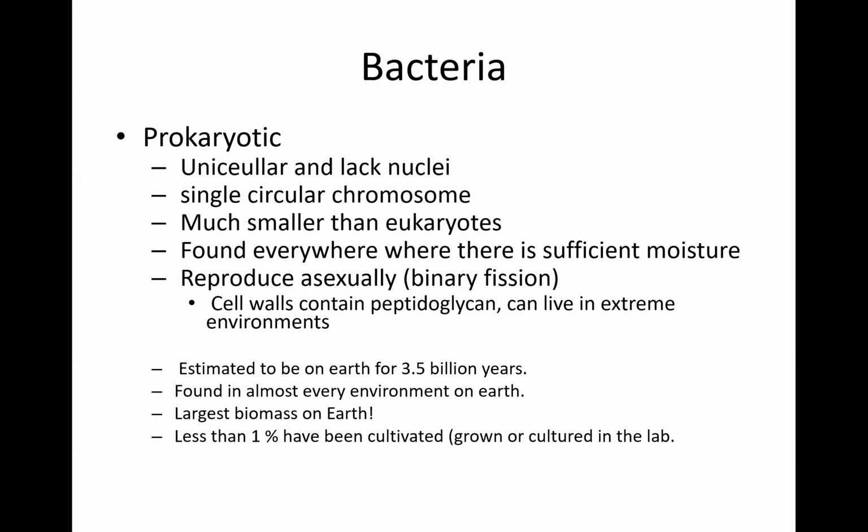Usually they are found anywhere and everywhere. We call them ubiquitous, especially if they have sufficient moisture. And they're going to reproduce by what we call binary fission, where a parent cell will be able to create two identical daughter cells. And so this is going to be an asexual reproduction.